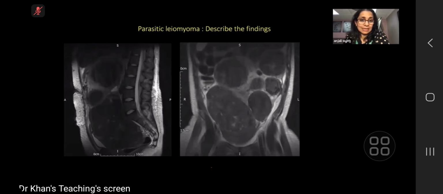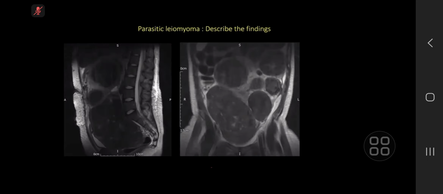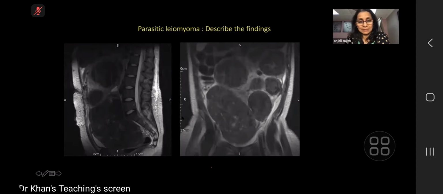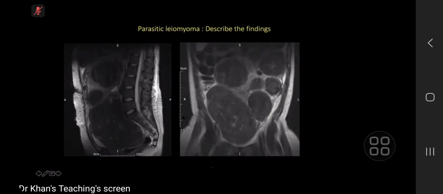This is a case of parasitic leiomyoma. Can you describe the findings in the available views? I've given a sagittal and a coronal view. Describe the findings. Okay. So there are multiple heterogeneous, predominantly low T2 lesions within the endometrial cavity, but they can also appear to be outside the endometrial cavity and within the abdomen. On the coronal image, there appear to be at least 4 fibroids in the left upper quadrant, which are displacing the bowel to the right-hand side.